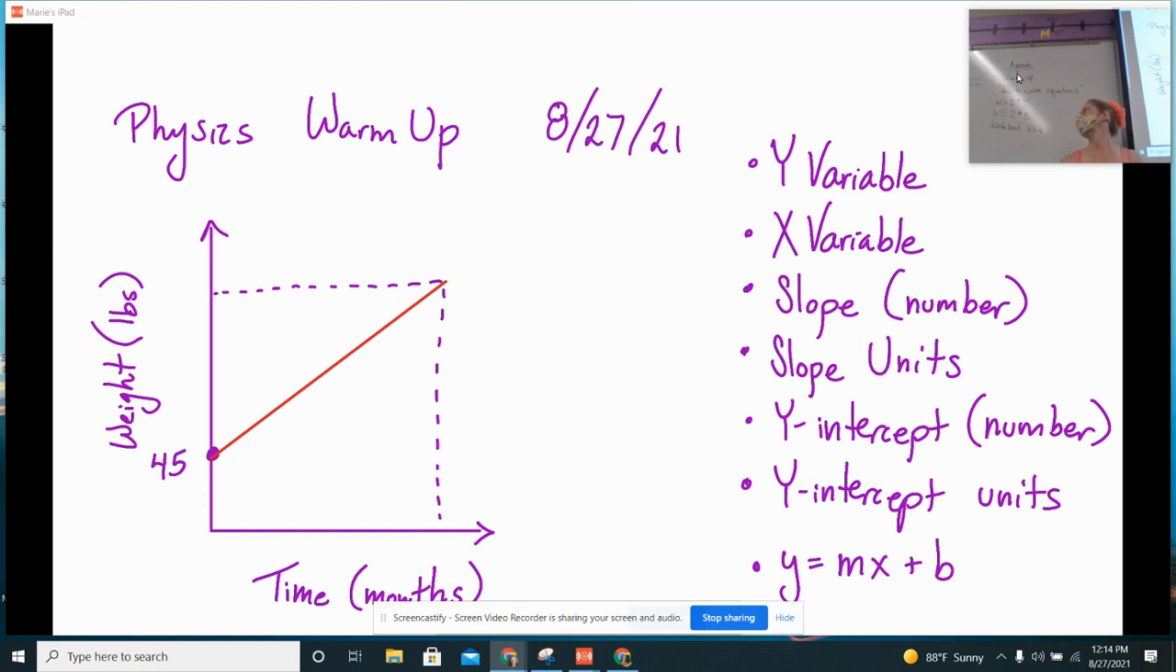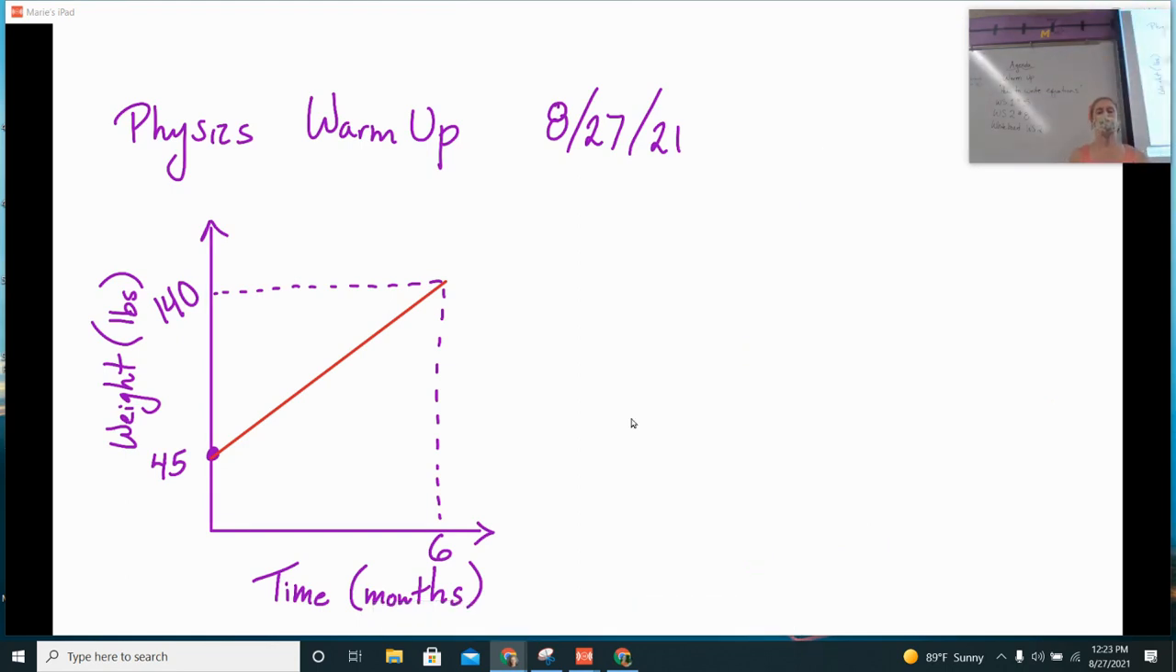Okay. How many months do we want this person to train for? 6 months. Sounds great. And how much weight can they lift after 6 months? 140. Sounds great. All right, right now, I want you to write the equation for this graph. Ready, set, go. All right, I'm going to go over the answers. I'm going to make sure that everyone's on the same page in terms of what I expect.